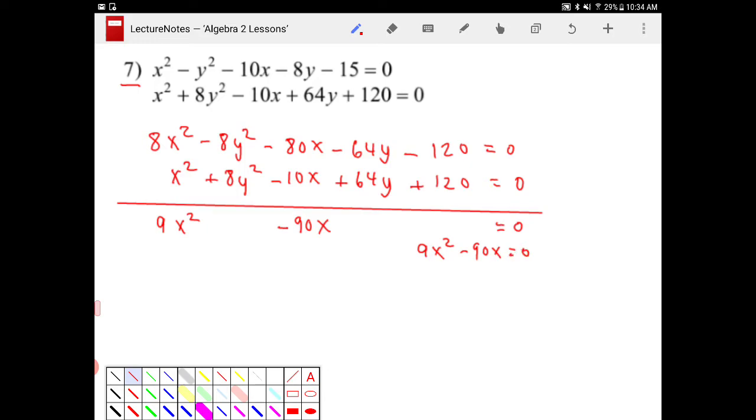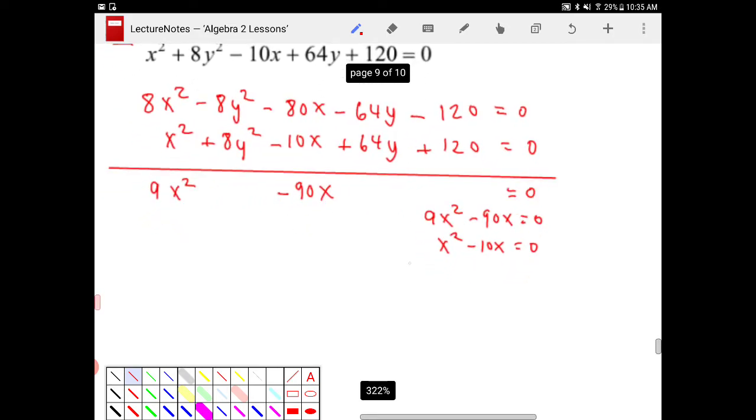I need to solve for this. If I divide both sides by 9, I'll end up with x squared minus 10x is equal to 0. Notice right now this is factorable. I have x times (x minus 10) is equal to 0. X therefore will equal 0 or 10.